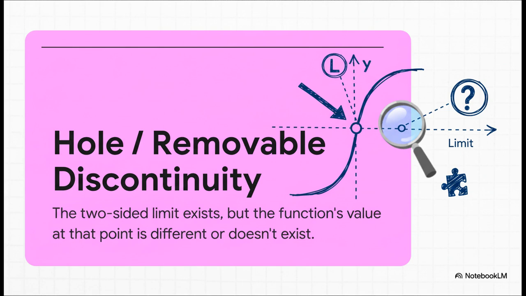Well, as we approach from the left and as we approach from the right, the function is heading to the exact same value. So the two-sided limit totally exists. The only problem is that the actual function's value right at that point is either missing or maybe it's defined somewhere else entirely. The limit is basically screaming at us, hey, the path should go right here.